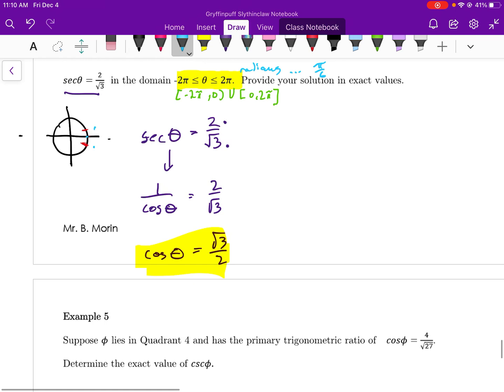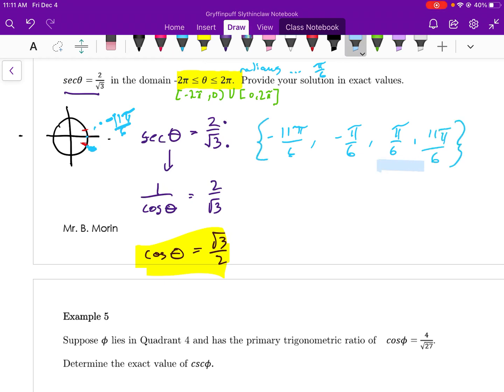So how many angles are there in these positions from negative 2 pi to 2 pi? Negative pi over 6. Now, how did I get that so quickly? Perhaps I know that this angle right here is 11 pi over 6. If I reflect it, it'll be in this position here, also negative pi over 6. Pi over 6 and 11 pi over 6. Chances are, it is not the latter two that give you difficulty.